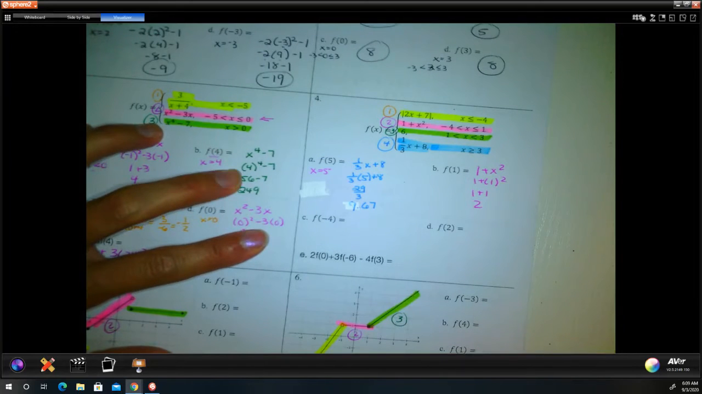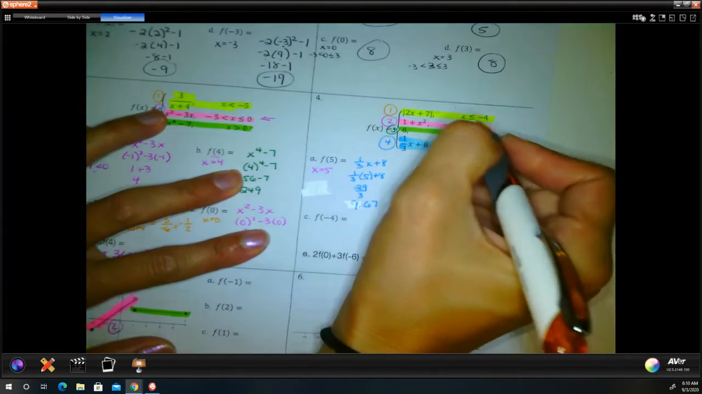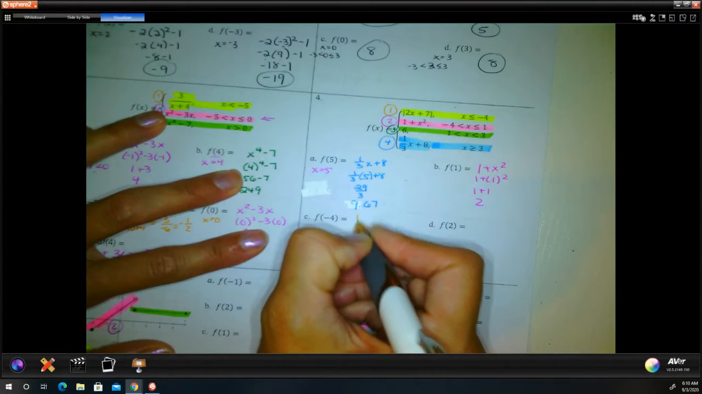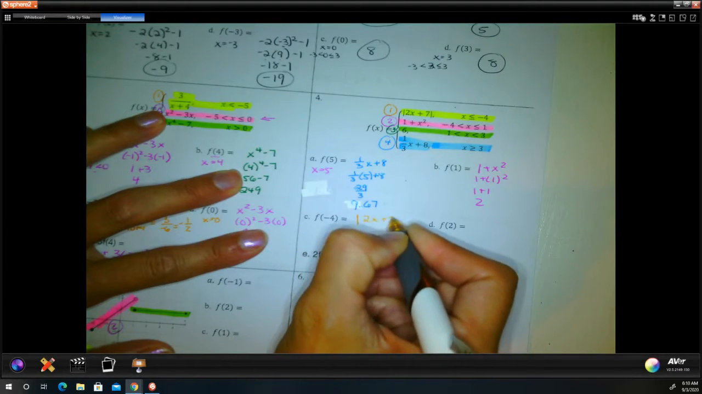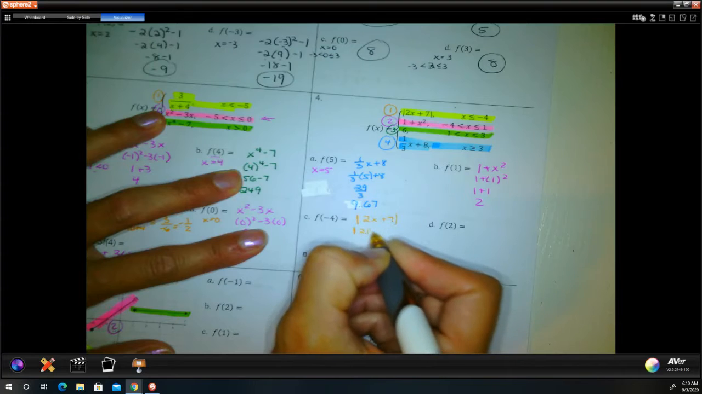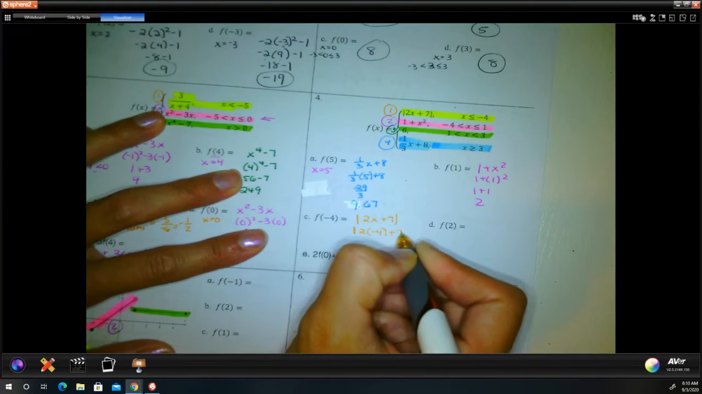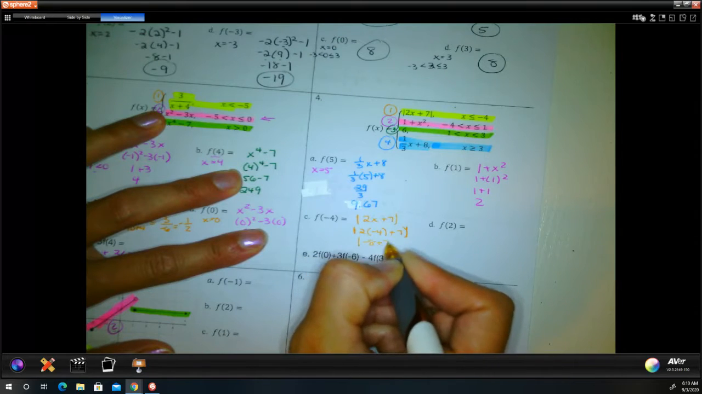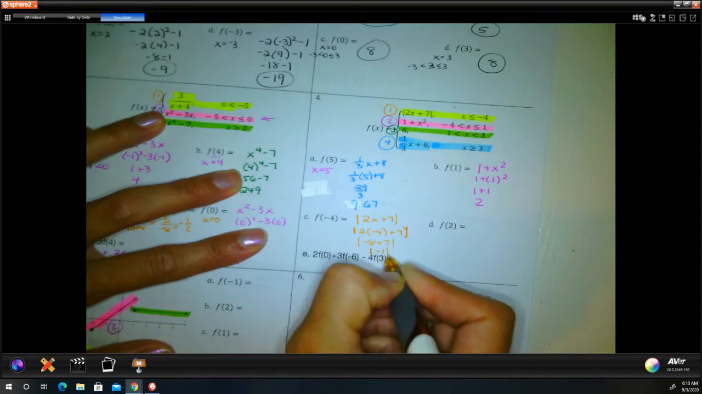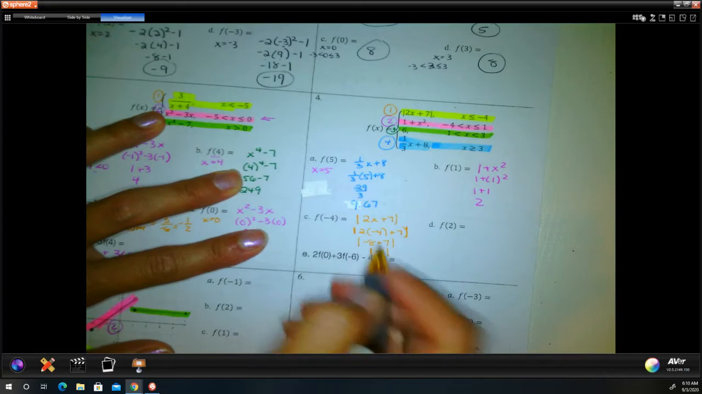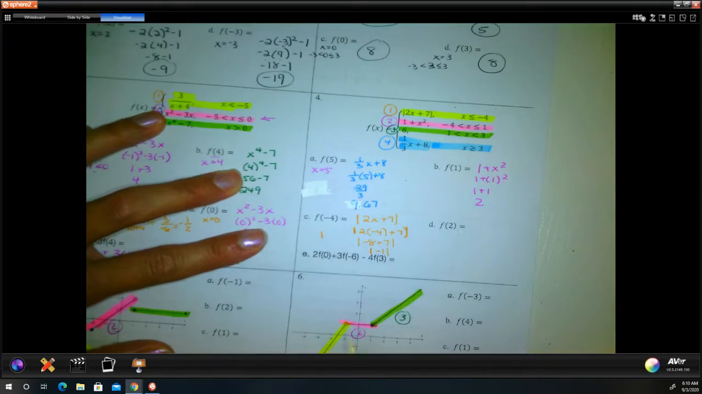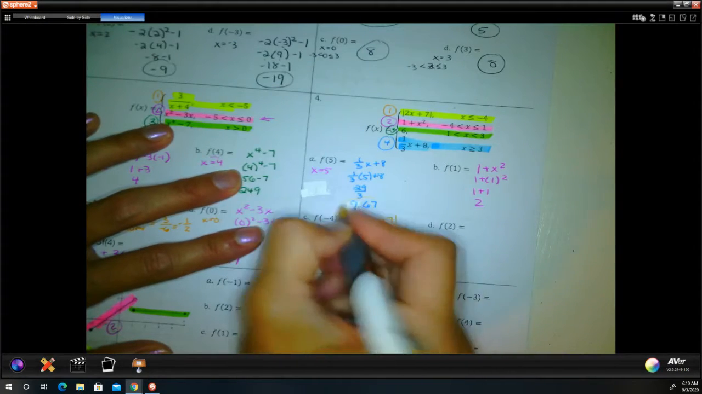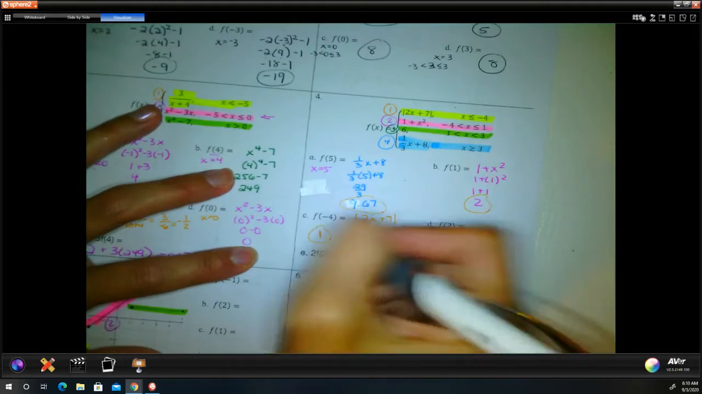f of -4, -4 is less than or equal to -4, so I'm going to use this first part. Absolute value of 2x plus 7. So the absolute value of 2 times -4 plus 7 gives me, oops, that's an absolute value of -8 plus 7, absolute value of -1. So how far is -1 from 0? That would be 1. So it might get confusing where my work is.